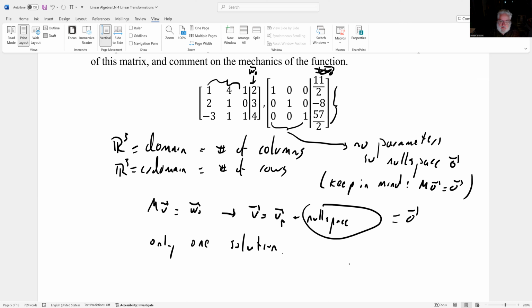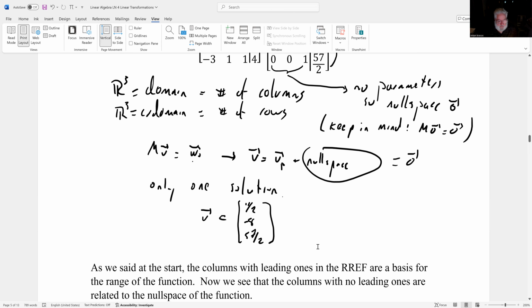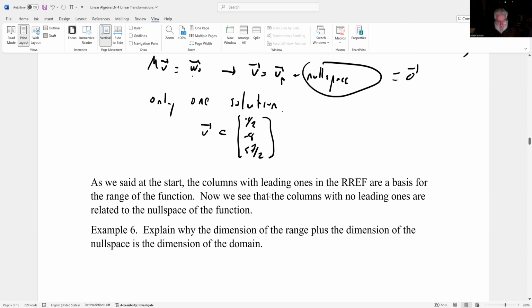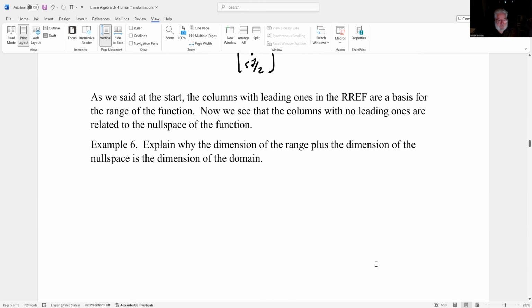This vector here, this column, is the solution vector V. So V equal to 11 halves, minus 8, 57 over 2 is the only solution to the equation MV equals W0, where W0 is 2, 3, 4. Okay. So the columns with the leading ones in the REF are a basis for the range of the function. The columns with no leading ones are related to the null space of the function.